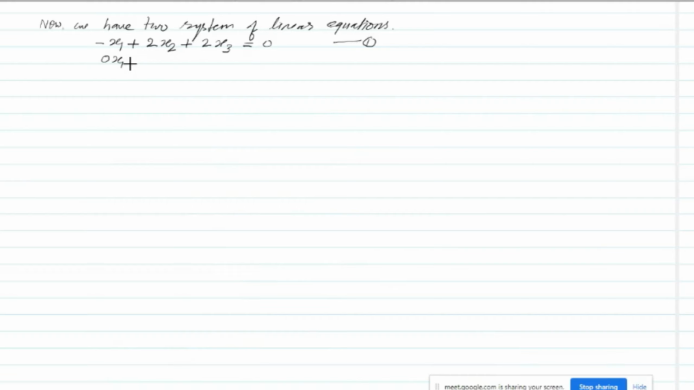0 times x1 plus 0 times x2 minus 2 times x3, which is equal to 0. Now name this equation number 2. So now solving equation number 2. From equation number 2, this becomes 0 plus 0 minus 2 times x3 is equal to 0.